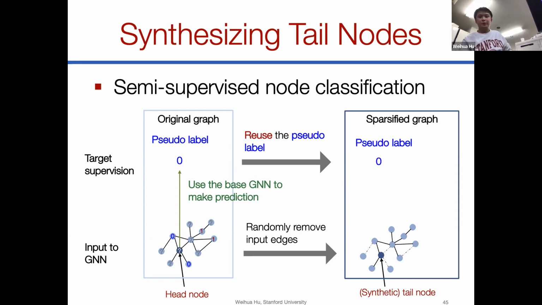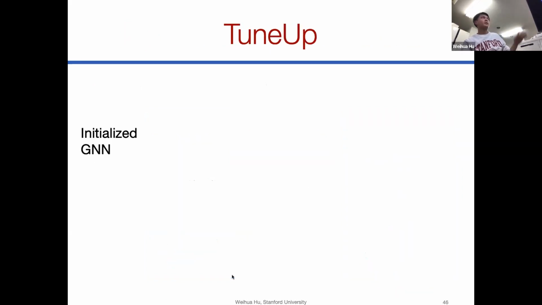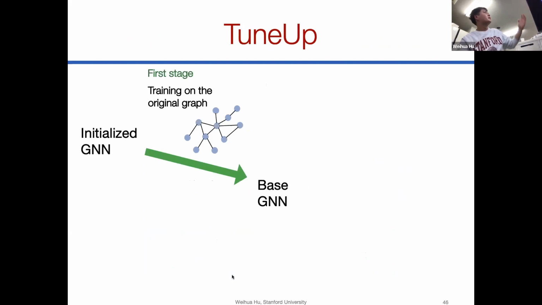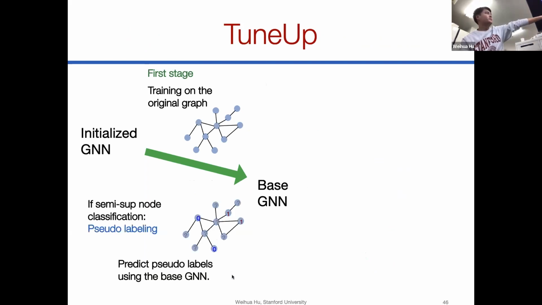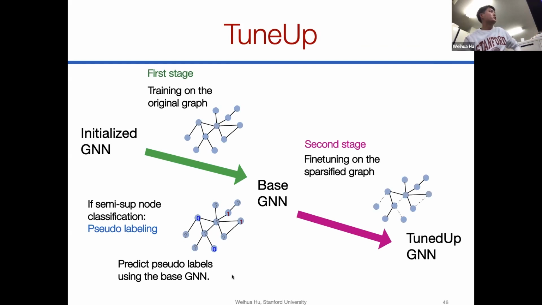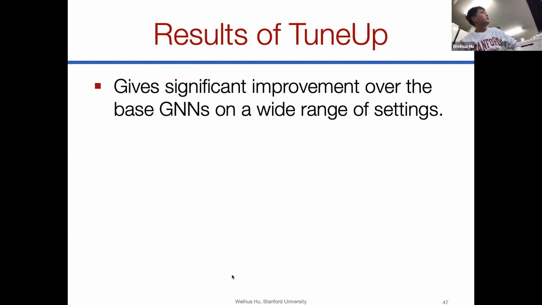And this strategy turns out to be super useful. So our tune-up is quite simple. In the first stage, we just train the GNN on the original graph, which has been done before. If we are focusing on semi-supervised node classification, we're going to predict the pseudo labels using the base GNN. And in the second stage, we're going to fine-tune this base GNN on the sparsified graph. And this gives us the tune-up.